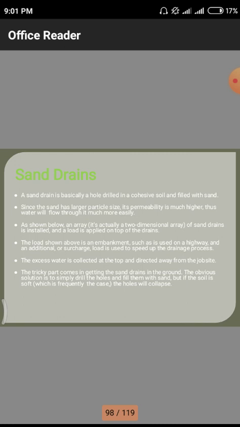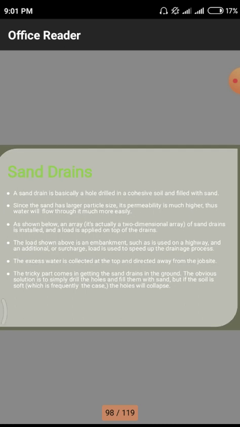Why? Because soft soils have a huge amount of binding properties. Whenever we remove a certain amount of material, the surrounding material also sticks to it, so that it also comes out while the material is being removed.